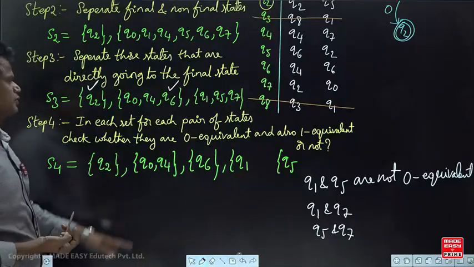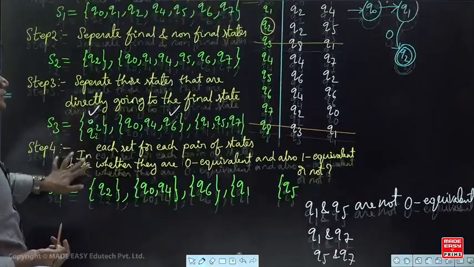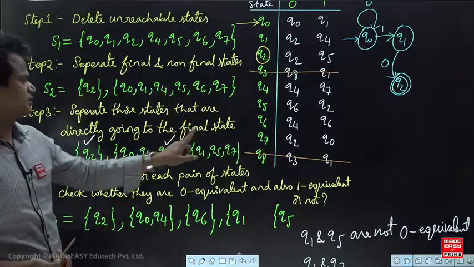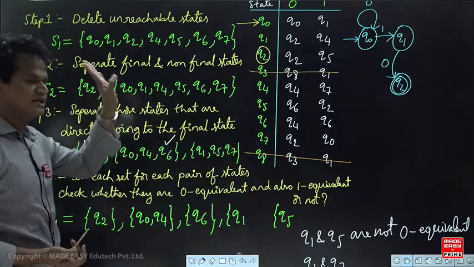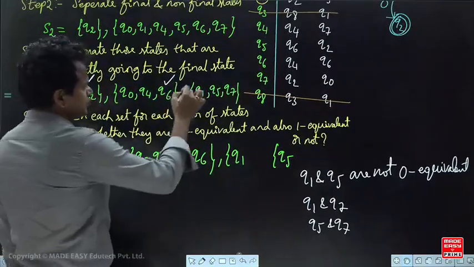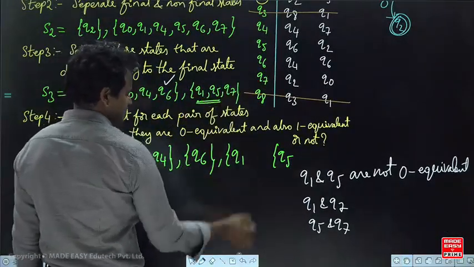Why? Because Q1 on 0, Q2; Q5 on 0, Q6. One is here, the other one is here. So not equivalent, not 0 equivalent. Now guys, Q1 and Q5 not equal, we have separated.